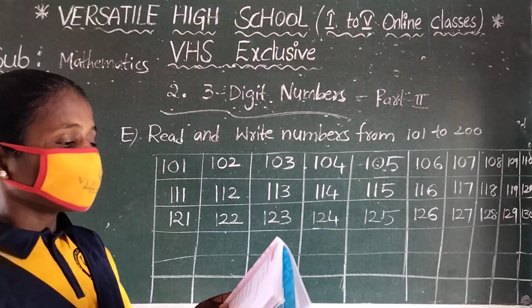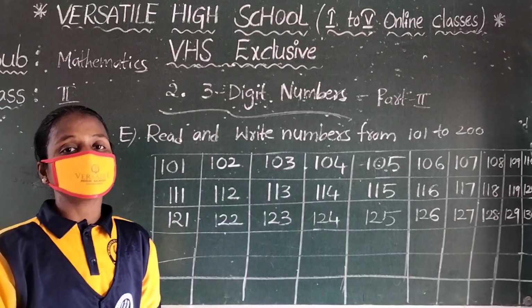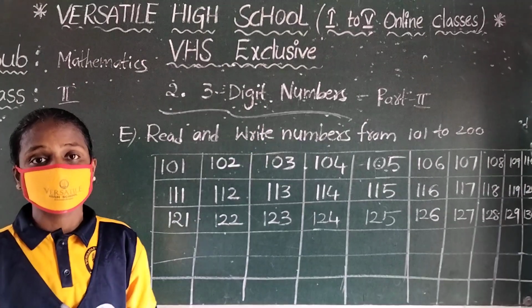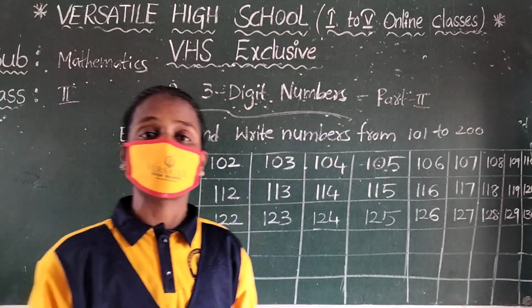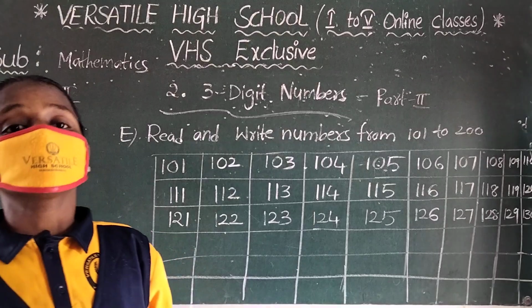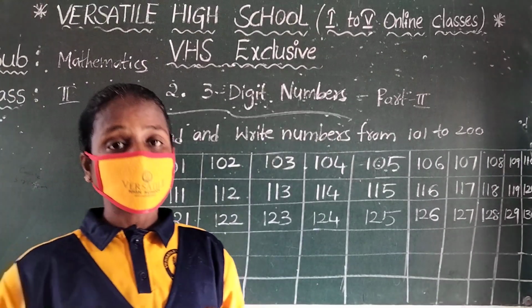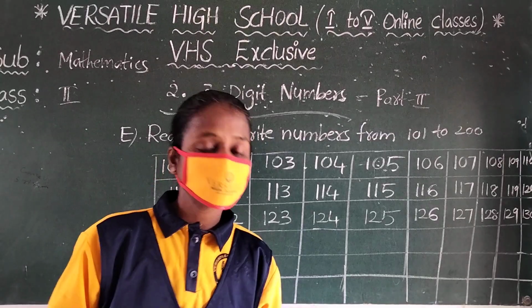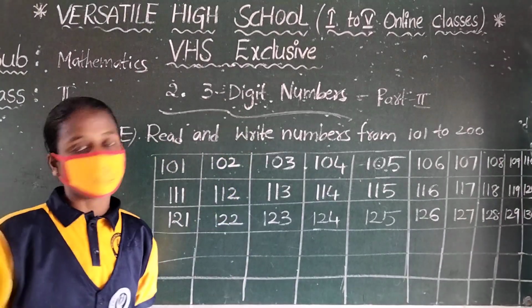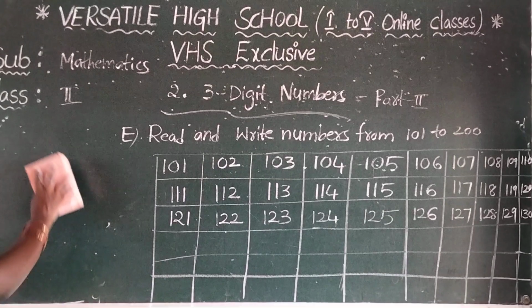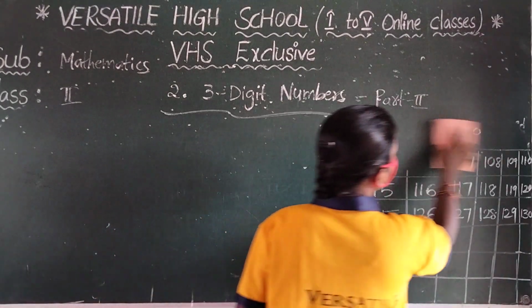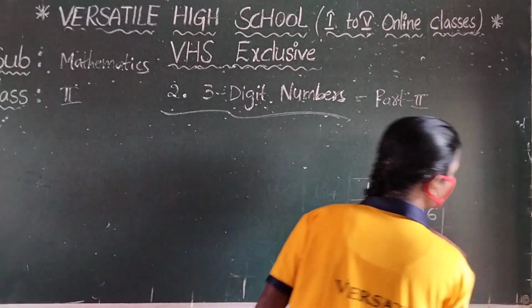Now children, we are going to place value. We are learning 3-digit numbers in this class. 3-digit numbers start from 100 to 999. So now we are going to the place value. You just fill in, children. Use only pencil. Don't use pen.